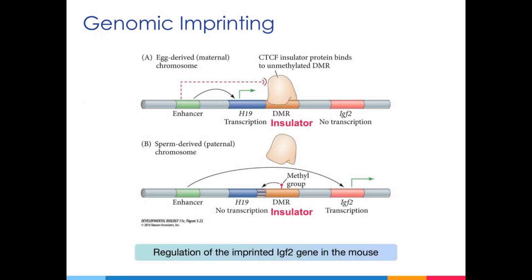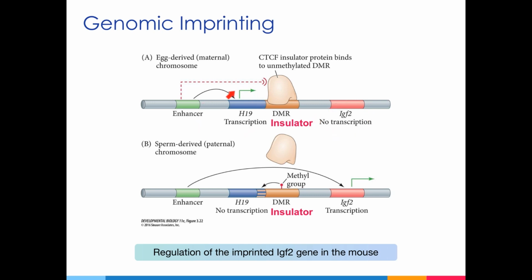Let's use an example to illustrate this, and this is actually a very complex example because it involves the methylation of an insulator. We're looking at the region of the DNA where you have two genes, H19 and IGF2. We're going to focus first on what happens with IGF2. IGF2, or insulin-like growth factor 2, is a gene that promotes cell growth and also cell division, and it's expressed early in development.